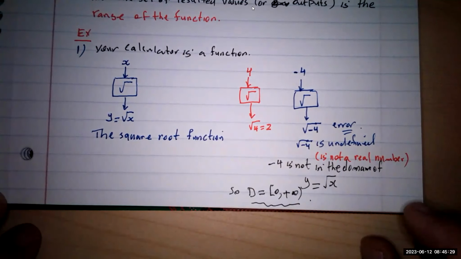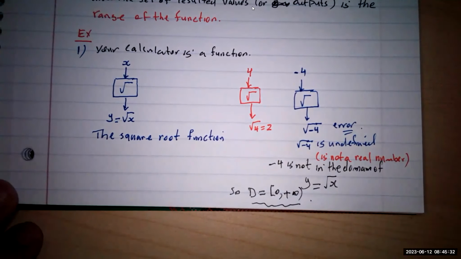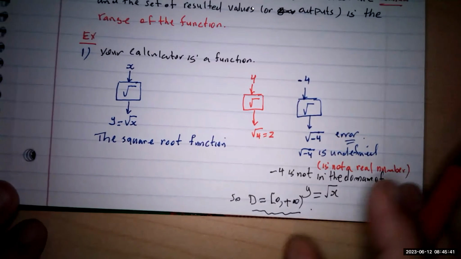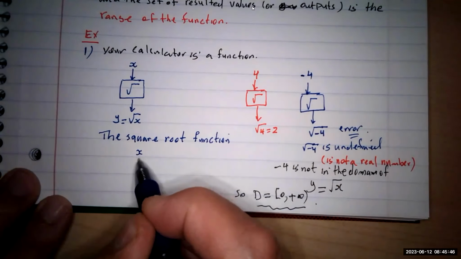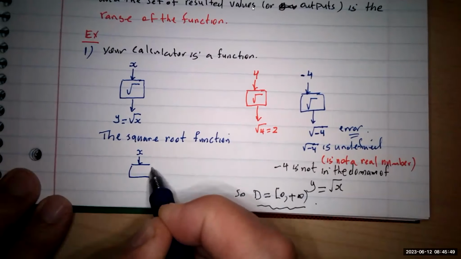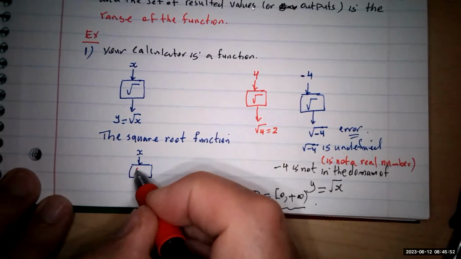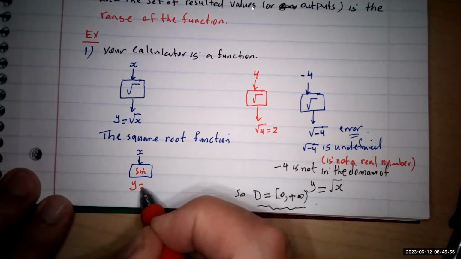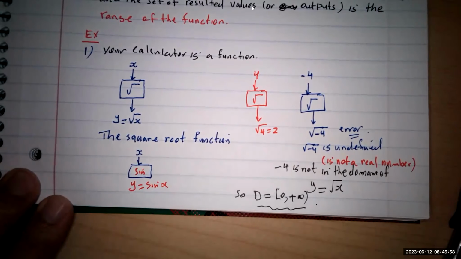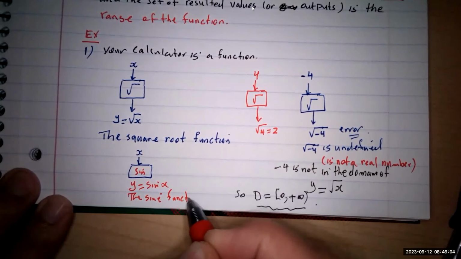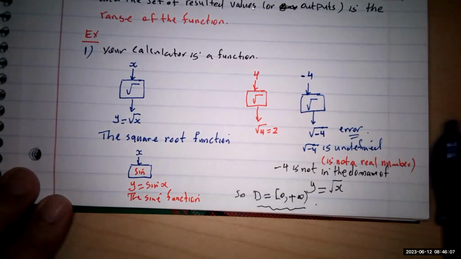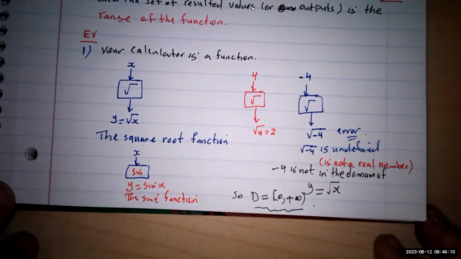So your calculator depends on the operation you use. If you click on any other function, you're going to get something else. For example, I'll give you another one here. If you take the x and click on the sine function, the result would be y equals sine x. This is the sine function. So the calculator is nicely a function. Any questions?